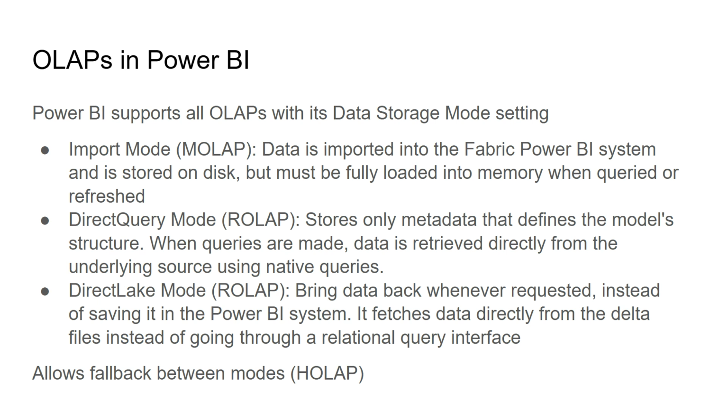Power BI would directly go into the OneLake infrastructure and pull data there, and it can also perform certain slicing and dicing based on the OneLake partition. So this will bring back data whenever requested, instead of saving it in the Power BI system. So that's a roll-up, but then it fetches data directly from the Delta Lake, the Delta files, instead of going through a query interface like T-SQL. That's the difference between Direct Lake and DirectQuery.